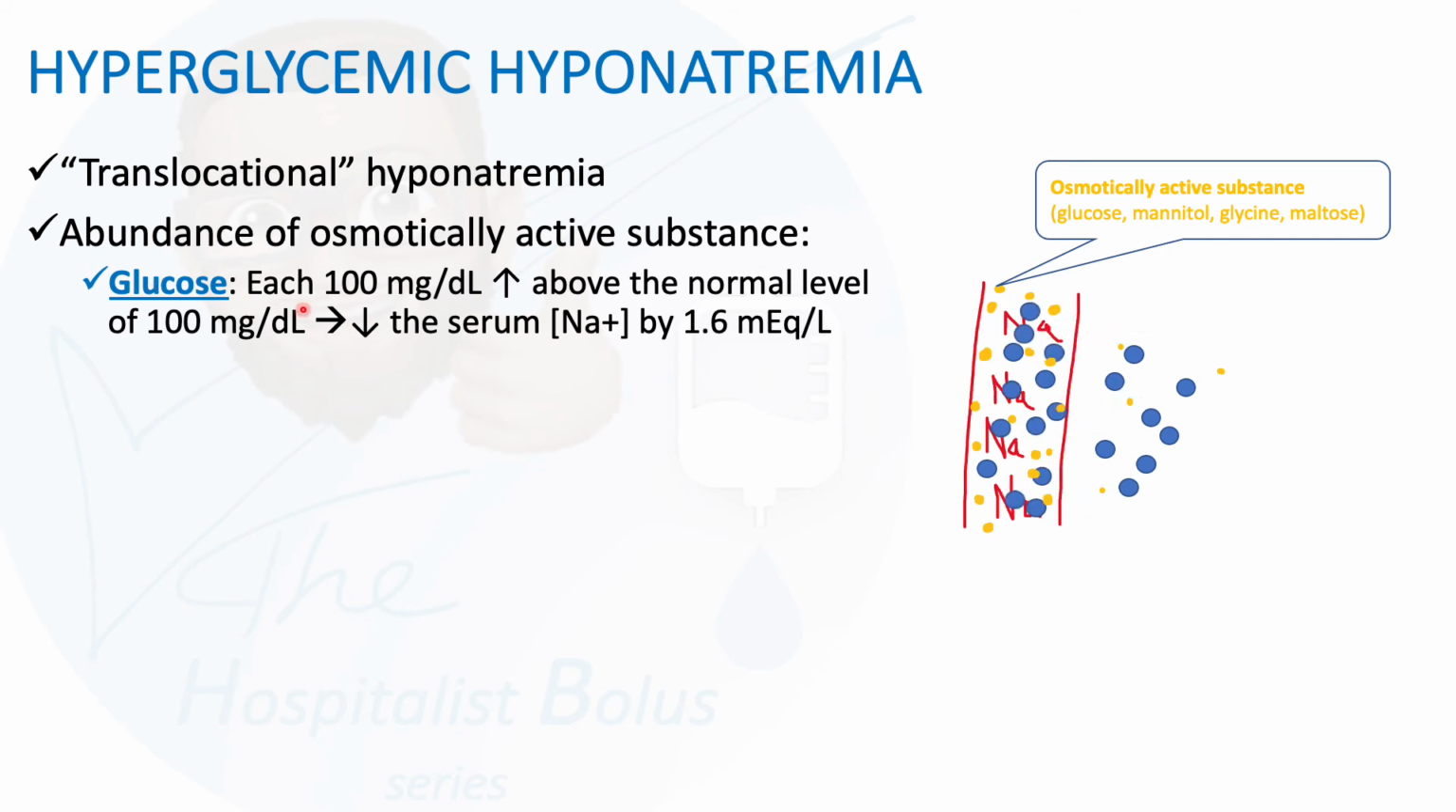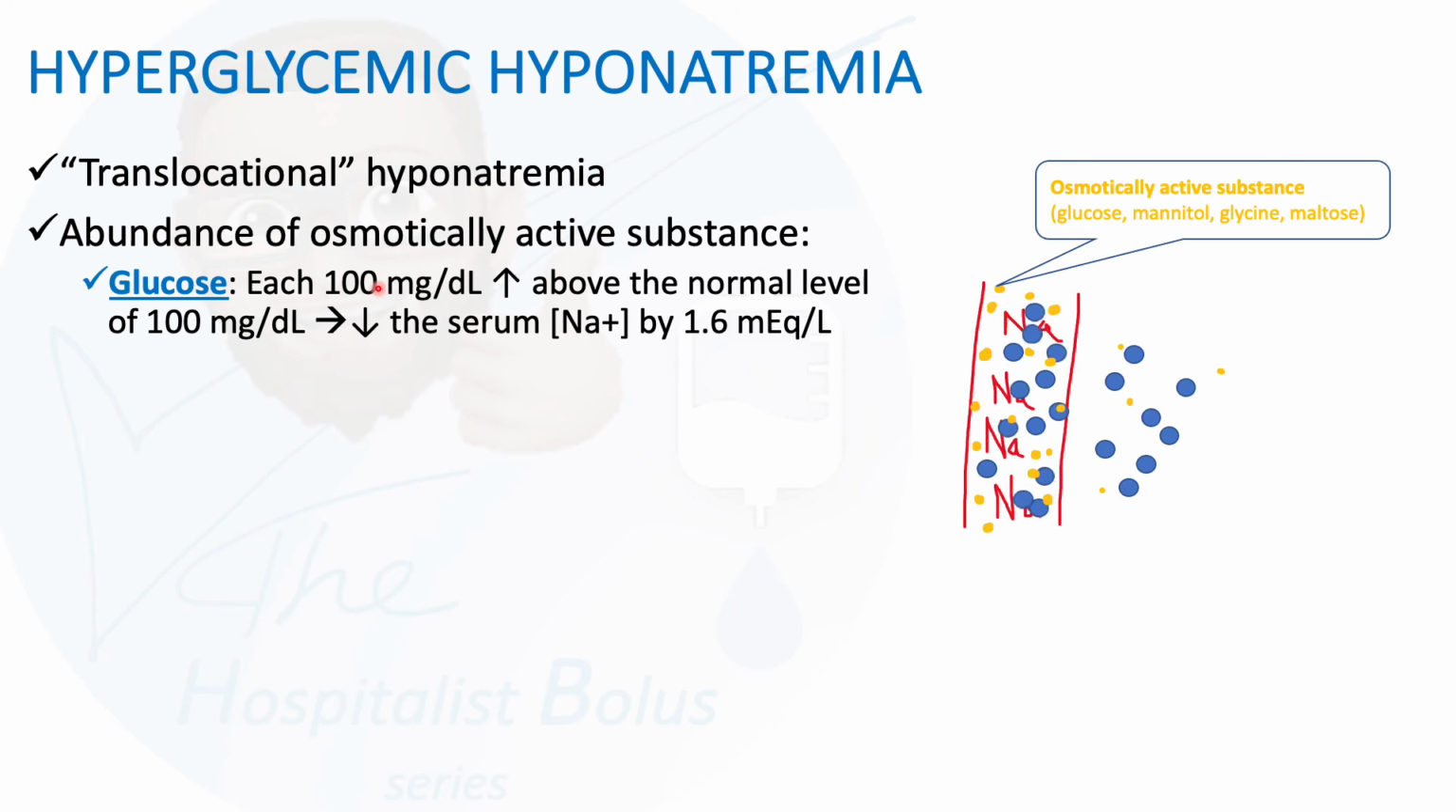For each 100 milligram per deciliter increase of glucose above the normal level of 100, this will lead to decreasing the serum sodium concentration by 1.6. So you can do the math, or you can just use an online calculator. It's much simpler and quicker, and it's widely available now. Again, this will be the most common cause that you will see in patients with hyperosmolar hyponatremia. So if the patient is hyponatremic and the glucose is really high, you want to do the correction before you assume that the patient is having severe hyponatremia.